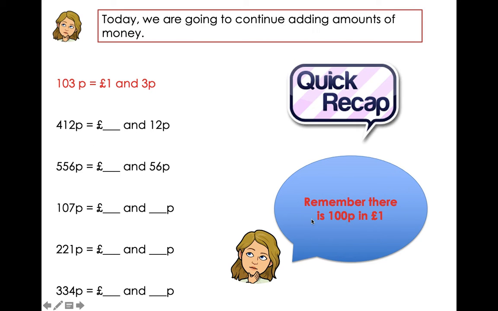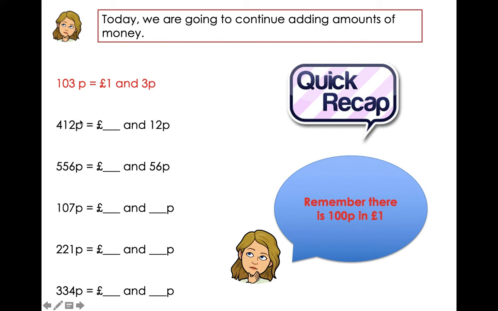Okay, and remember the key fact that we need to remember is that there is 100 pence in £1. Okay, 100 pennies in a pound. So my example, 103p. So that would be £1, okay, and then 3p left over. Okay, so what would 412p be?